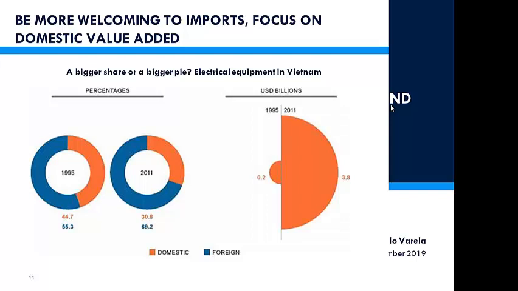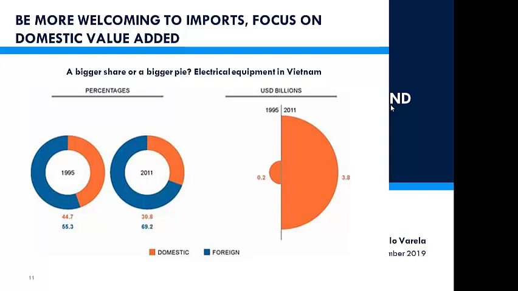But now I will show you this chart that tells you that Vietnam was exporting $1.5 billion of electrical equipment in 1985, and in 2011 it was exporting almost $4 billion, right? So yes, you have a smaller share of the pie that is domestic value added, but the pie is much larger. So actually that 31% of the $3.8 billion is much higher than the 45% of the $0.2 billion in terms of value, right? And this is often what happens when you integrate in global value chains.